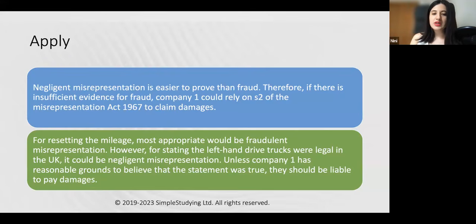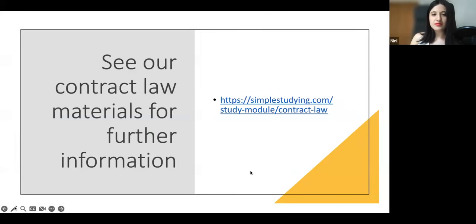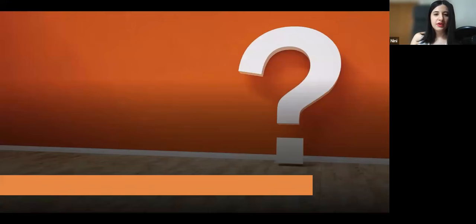However, for the left-hand drive trucks being legal in the UK, it could be negligent, depending on what the intentions were. So is there any evidence that they knew that it was not legal, but they still deliberately lied? If that's the case, then fraudulent misrepresentation would be more relevant. But if it was a negligent statement, then Section 2 would be more relevant. For further information, I suggest that you have a look at our contract law study materials.